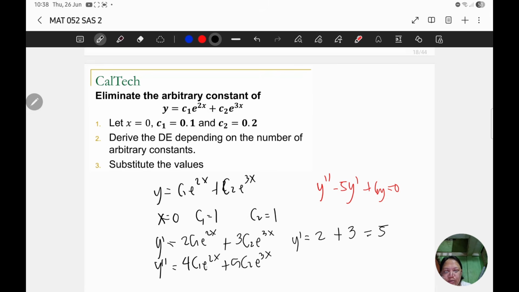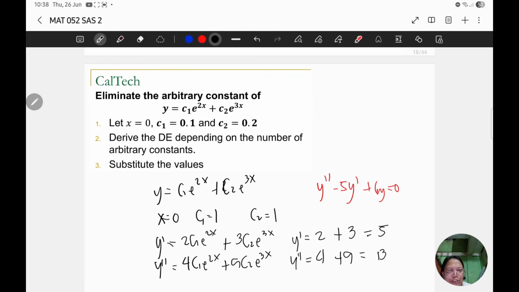Substitute again the values. So, e to the 2x becomes e to the 0 since x is equal to 0. Then, e to the 0 is 1. 1 times c1, c1 is 1. So, 1 times 1 is 1. So, 1 times 4 is 4. So, y double prime is 4 plus e to the 3x, x is 0. 0 times 3, 0. E to the 0, 1. 1 times c2, c2 is 1. So, 1 times 1 is 1. 1 times 9 is 9. So, the answer is 13.